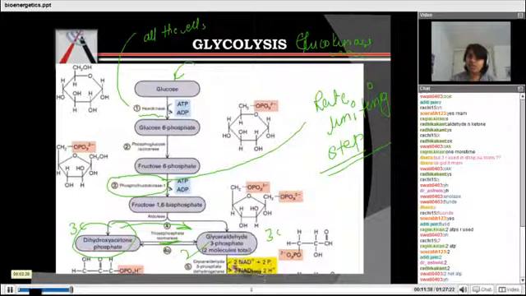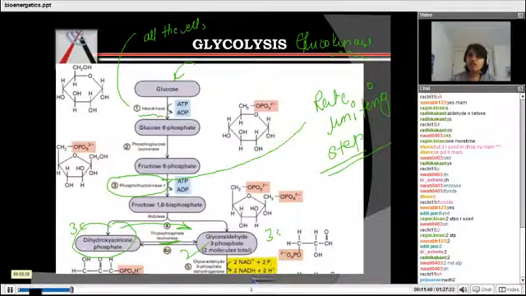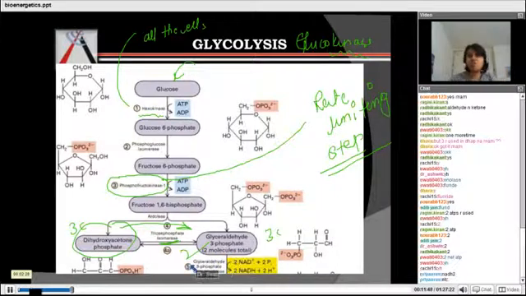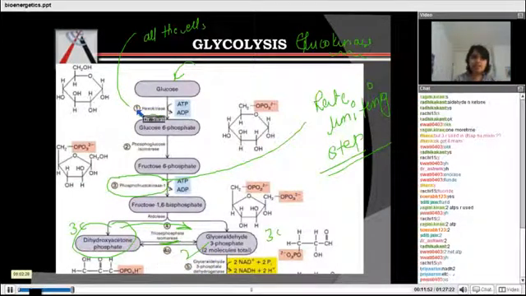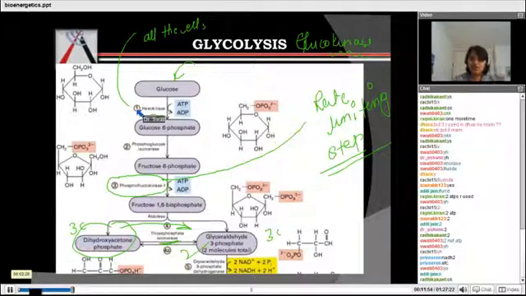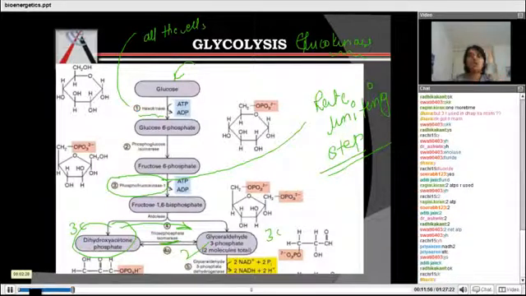Other than those 2 ATPs, you produce 2 NADH. You will be using these 2 NADH in the electron transport chain to produce more ATPs. Right? So, hope this is clear till now. I'll be talking about ATP calculations as we move on.